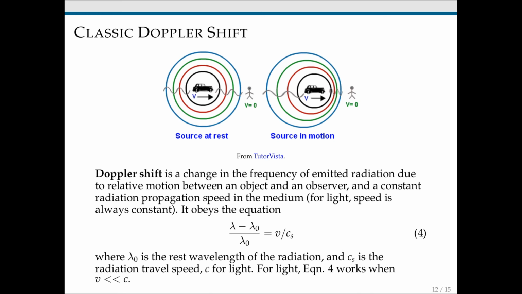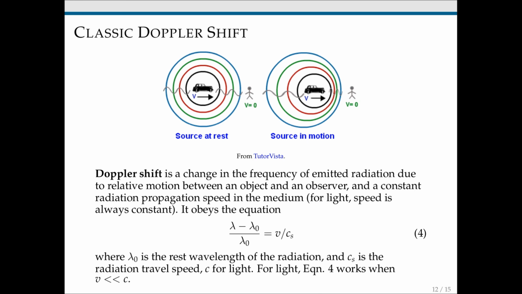Now let's consider the picture on the right, where the source is in motion. In this case, the first sound wave crest was emitted when the car was here, and it travels outward with constant speed to the observer over here. Subsequent sound waves, however, are not emitted at this point anymore. They're emitted as the car moves this way. So each subsequent sound wave has less distance to travel before reaching the observer. And effectively, the observer will see these crests coming in at shorter intervals, meaning a higher frequency. And this is the essence of Doppler shift.